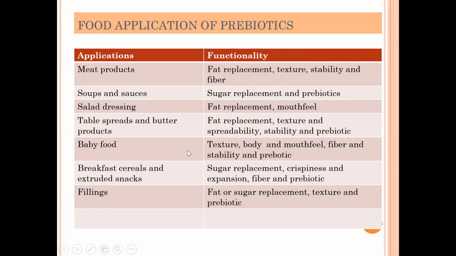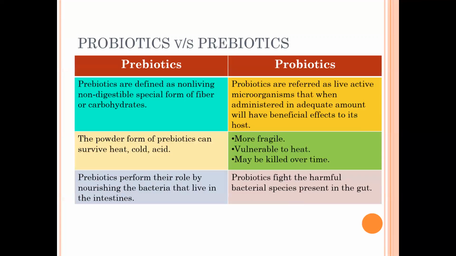Baby food, where the functionalities are texture, body and mouthfeel, fiber and stability, and also prebiotic. Then breakfast cereals and extruded snacks, for sugar replacement, crispiness and expansion, fiber and prebiotic. And fillings, where there's fat or sugar replacement, texture, and the prebiotic.